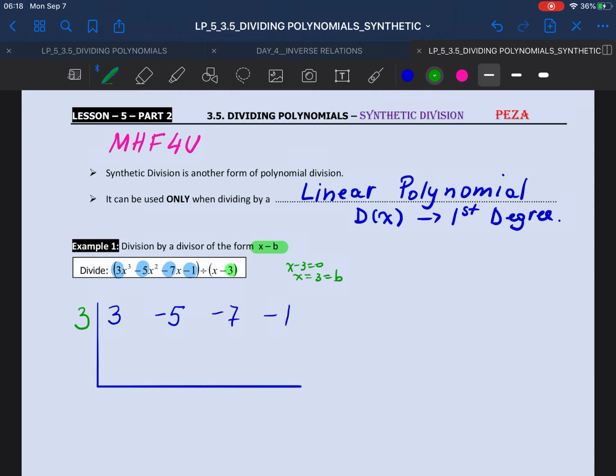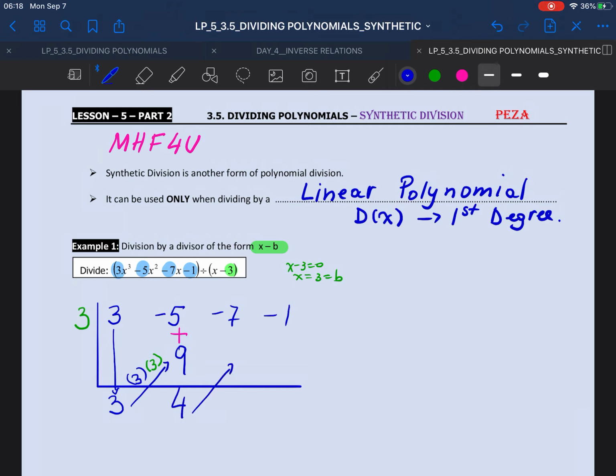Now, there goes the process. Step 1, you are going to bring down the first coefficient, the number 3. And then we'll multiply the number 3 here by the value of b, which is also 3 in this case. And 3 times 3 equals 9. Next thing you do, you add. -5 plus 9 equals 4.